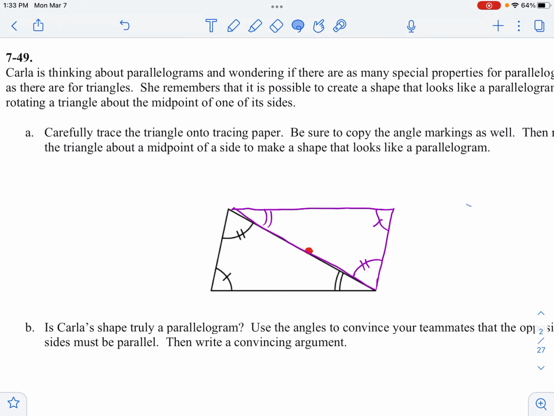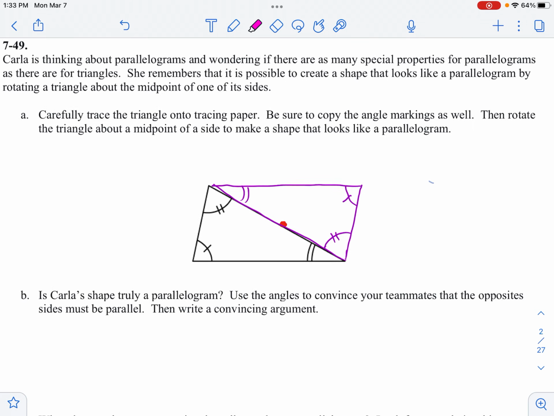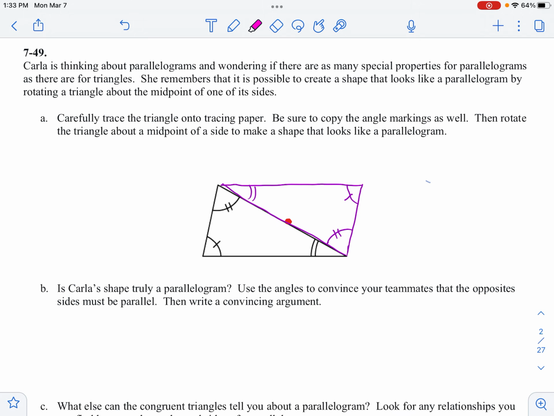All right. And so after you rotate it, we're on part B now. Is Carla's shape truly a parallelogram? Use the angles to convince your team that the opposite sides must be parallel. So we need to write a convincing argument that the lines are parallel. Now here's the thing.